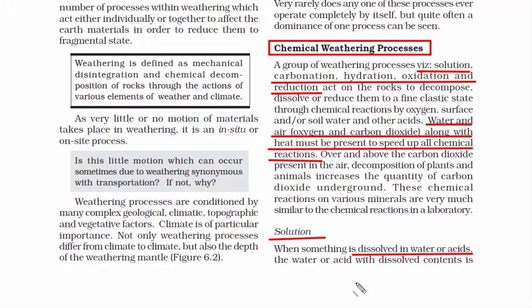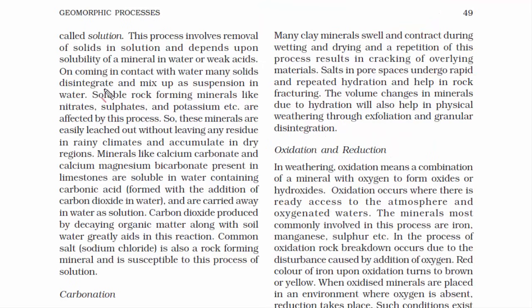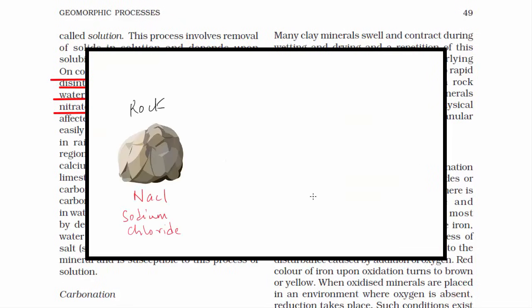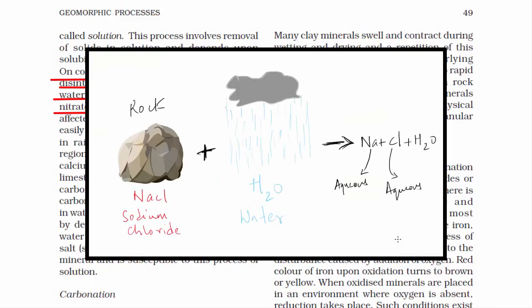It removes the solid part of the rock by dissolving its minerals. It basically splits or disintegrates. Rocks contain minerals like nitrates, sulfates and potassium, and these dissolve in water during rainy climate. Minerals like calcium carbonate separate from limestone, then salt, or as we call it, sodium chloride. It separates from rocks through the process of solution.